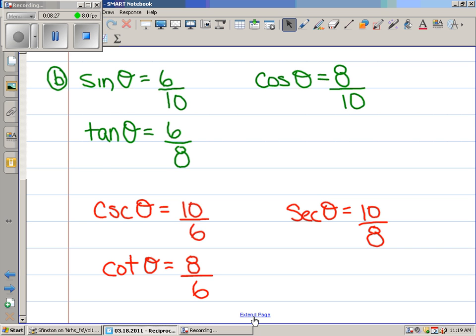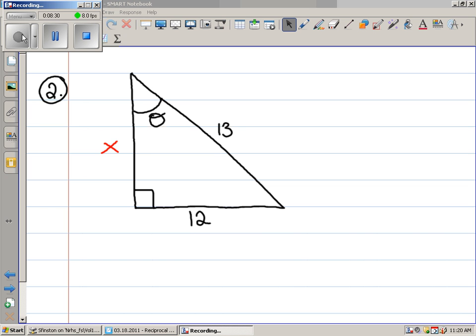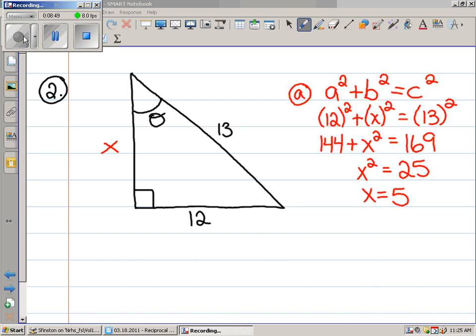Is this hard? Nope. Here we go. Now on your own, please, A, find the missing side. B, find the 6 other trig functions. I'm going to do the first part with you together as you're working on the rest. How do you find that missing side, Sophia? Pythagorean Theorem. All right, so that's how you do it using Pythagorean Theorem. Fill it out. Be very careful where you're plugging in for x. Remember, in that C spot is always the hypotenuse. Okay, so this is now 5.